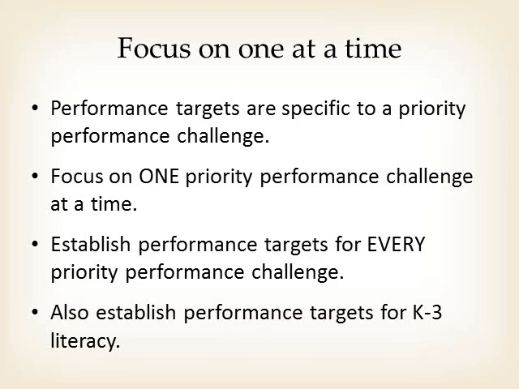Improvement plans should focus on 3 to at most 5 priority performance challenges. Every performance target is specific to a priority performance challenge. This means the process of setting performance targets should focus on one priority performance challenge at a time. Ultimately, however, a performance target must be established for every priority performance challenge. In addition, the READ Act requires schools to establish performance targets for K-3 literacy and report these targets in their UIPs. These targets must be included whether or not K-3 literacy is a priority performance challenge for the school.